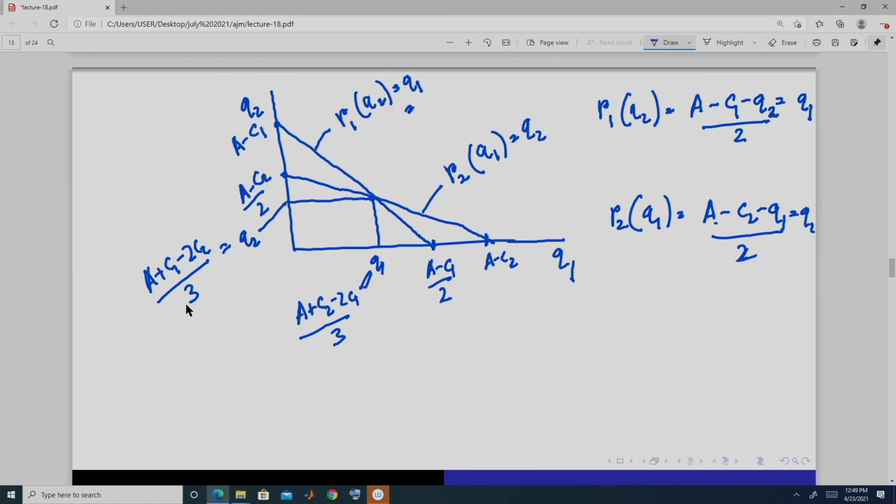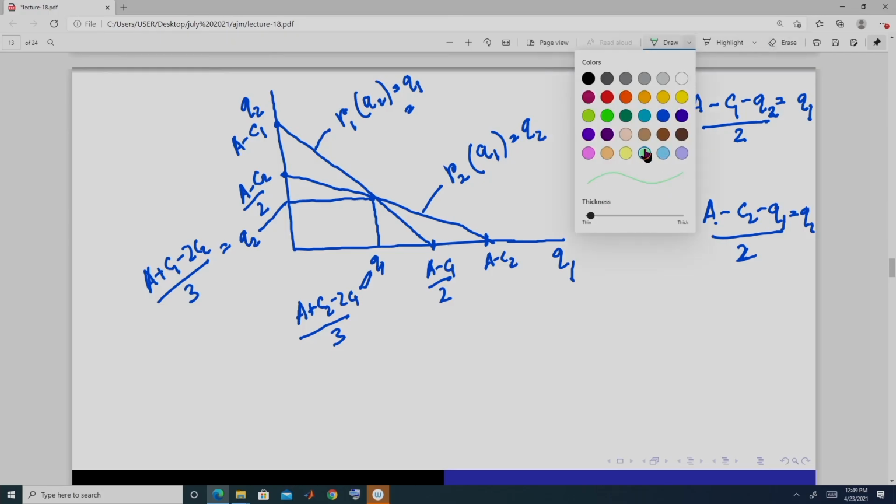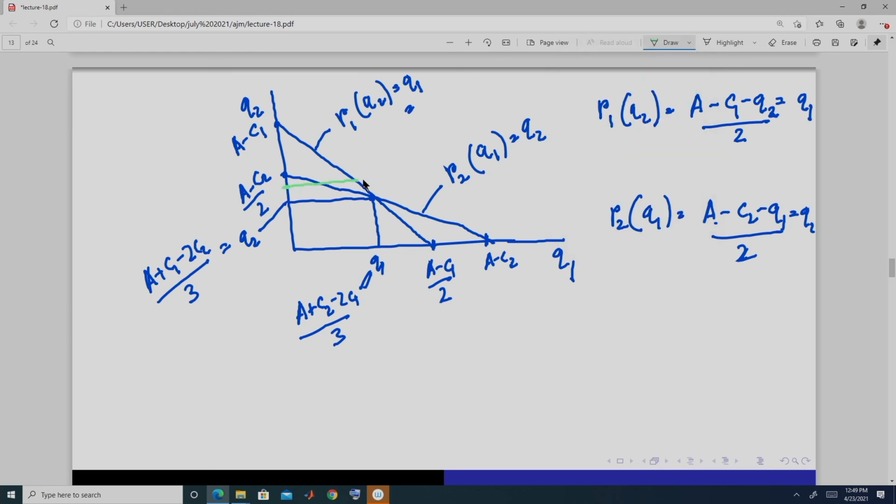Why? Because see, this is the reaction function of firm 1. If firm 1 thinks that the output of firm 2 is this, then the optimal output it should produce is this much, from the reaction function, right. But when firm 2 thinks that the output of firm 1 is this much, it should produce this much amount.